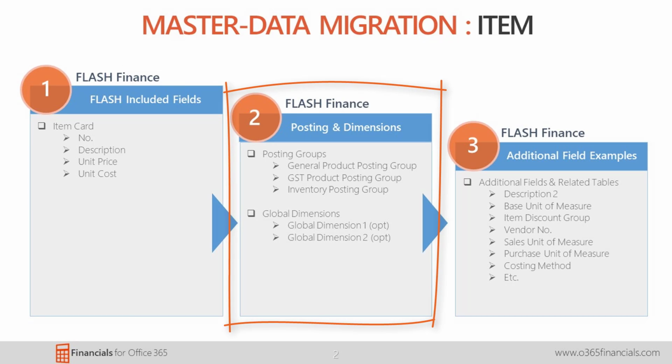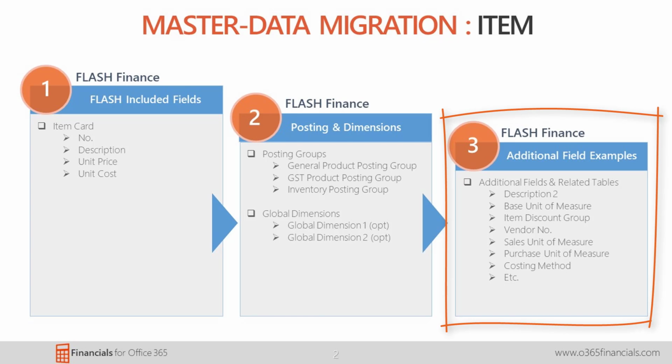The next column is dimensions and posting groups, otherwise known as our setup fields. This includes two global dimensions, the general business, GST business, and item posting groups. The third column is for additional fields. An example of commonly used additional fields would be description 2, which can be used for an extended description that does not show up on the printed documents, base unit of measure, item discount group, vendor number, and the sales and purchase units of measure.